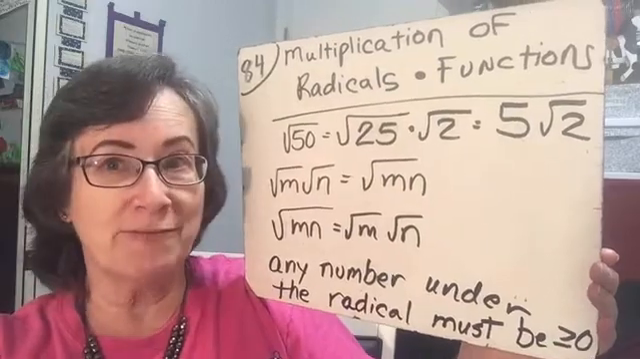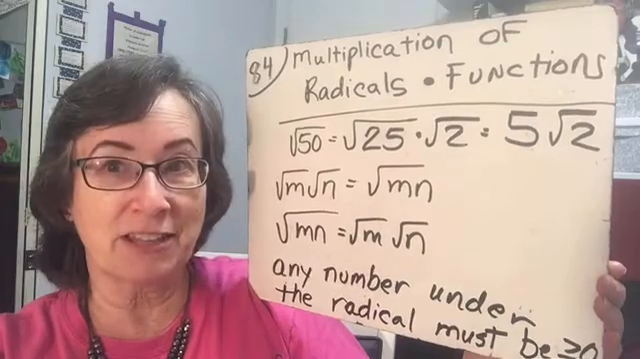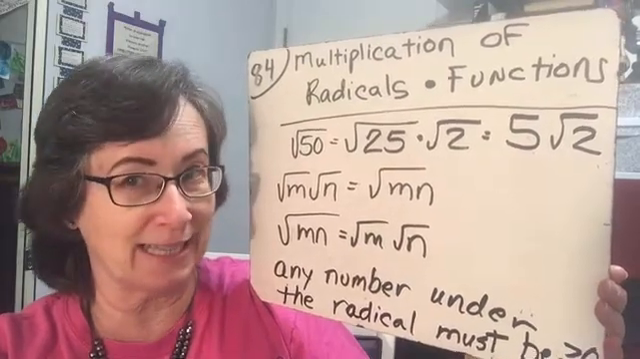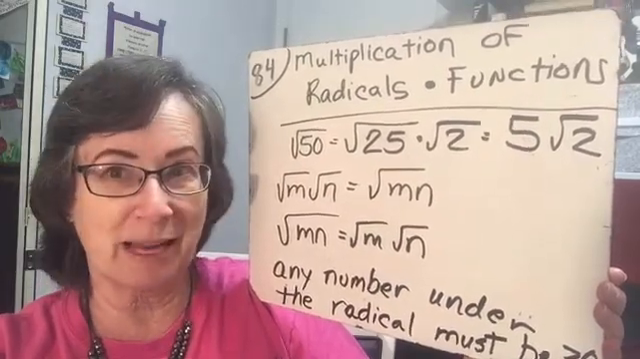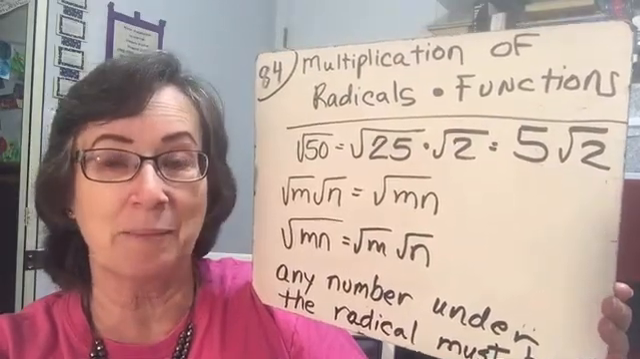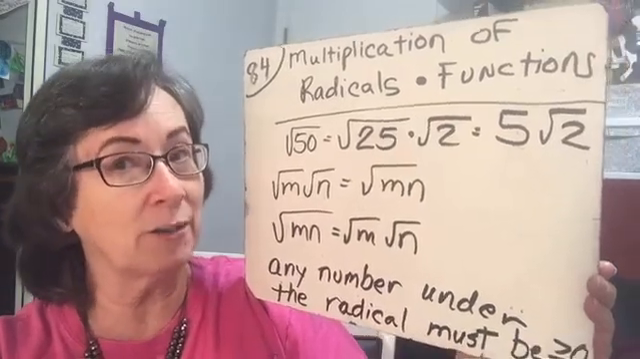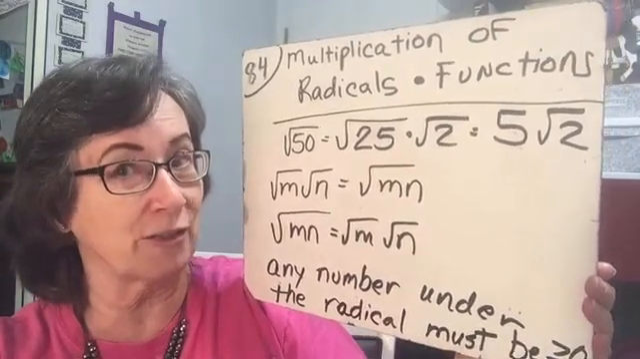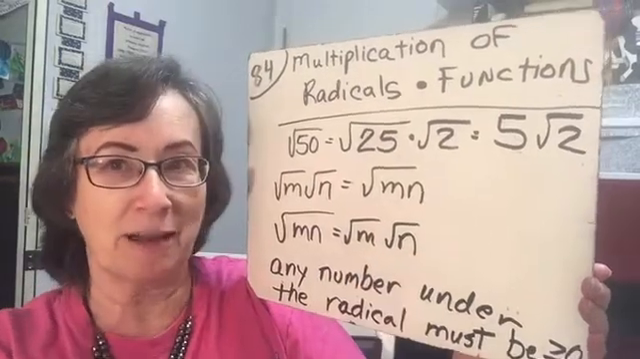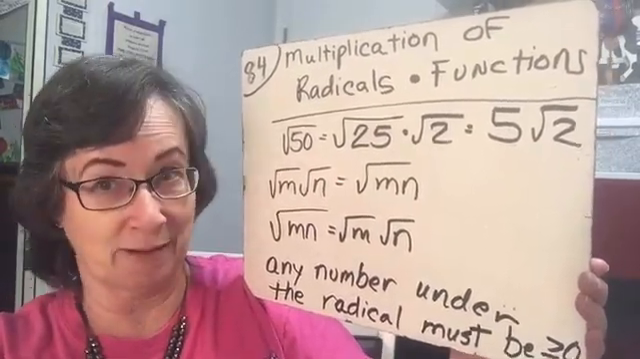And they are very much necessary in mathematics because the circuits that run your electricity have those types of numbers in them. They're called imaginary numbers, and we're going to deal with them in higher math classes. But in this math class, we're only dealing with real numbers. So that means that any number underneath the radical must be positive or 0.